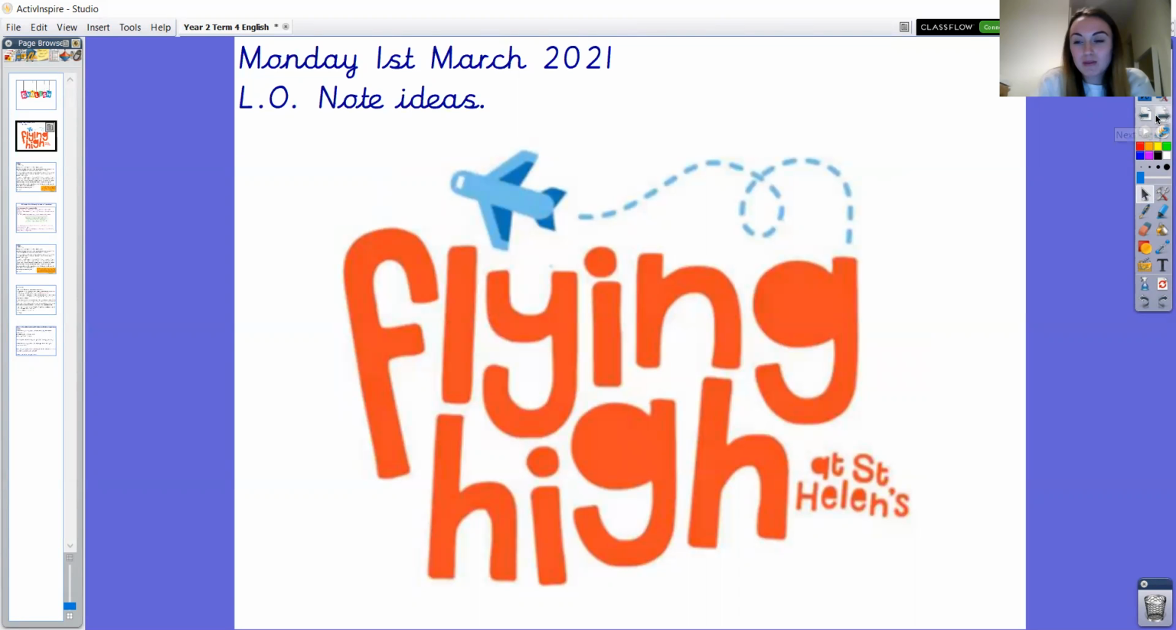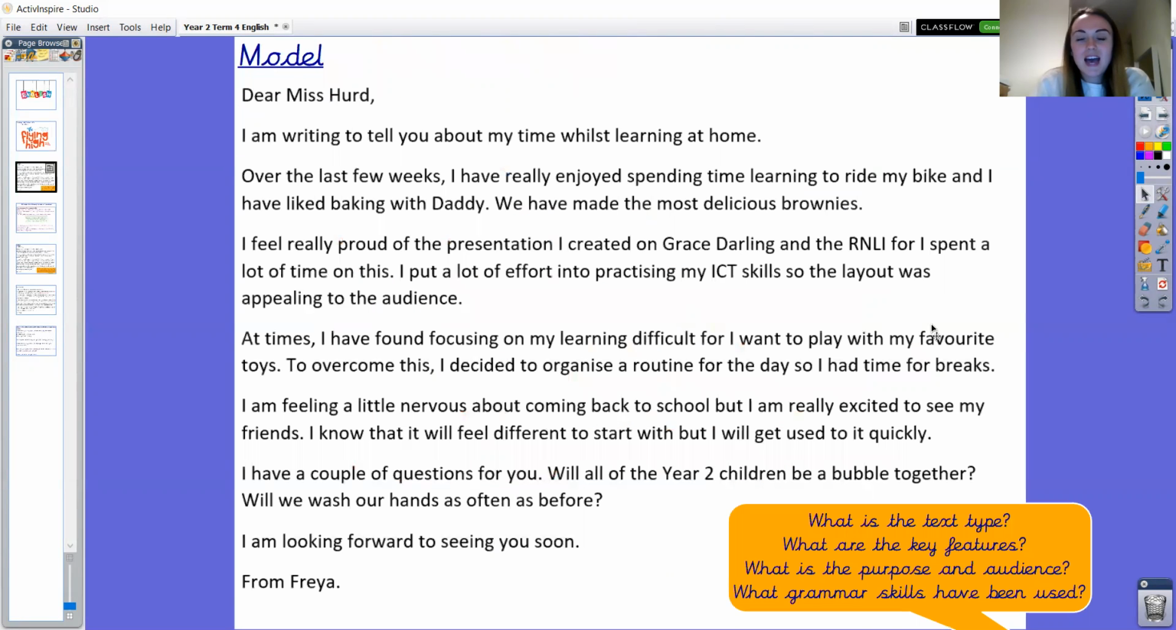So I'm going to share that model with you and I'm going to read it aloud to you. As I read this text to you, I'd like you to have a think about the following questions. What is the text type? So for example, is it instructions? Is it a narrative? Is it a non-fiction? So is it sharing facts? I'd like you to have a think about the text type as I'm reading.